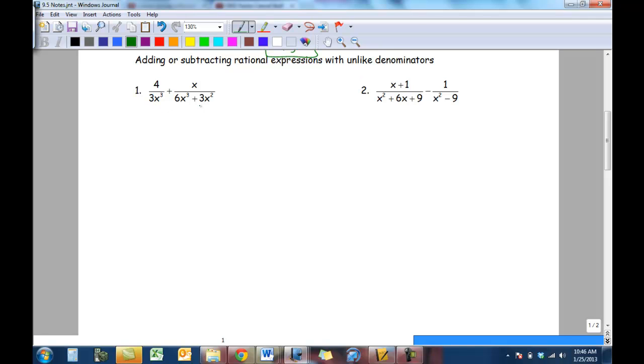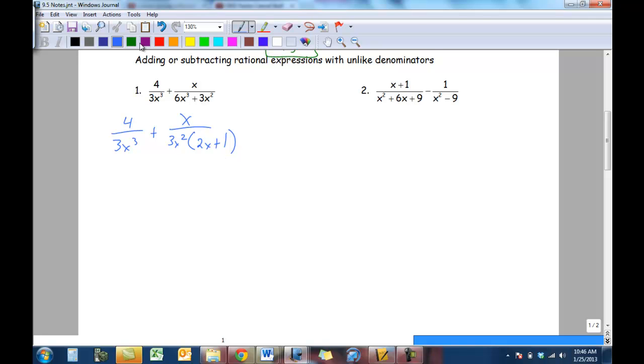Now here's the thing. These denominators certainly are nothing alike. But just like yesterday, the first thing I want you to do is factor it whenever you can. Whenever you can, factor it. So this is going to be 4 divided by 3x cubed plus x divided by 3x squared; the x can come out, and we're left with 2x plus 1.